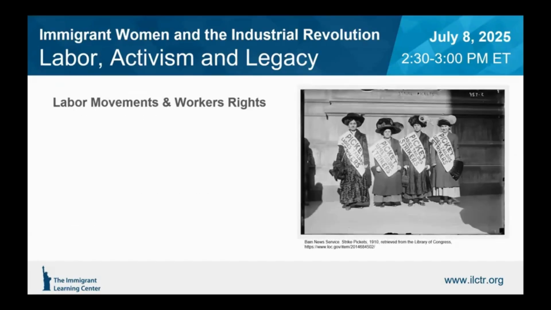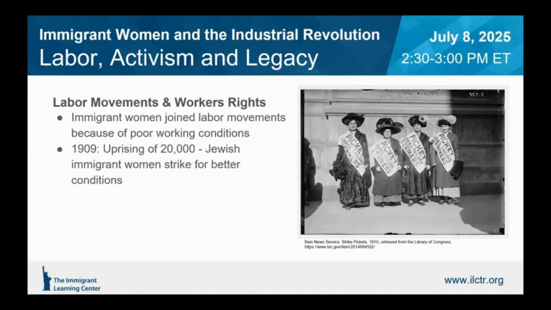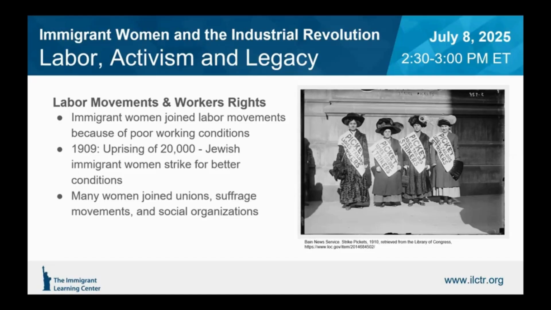Now, in the early 1900s, there also was widespread labor organizing for men, women, and children workers. Many immigrant women were inspired to participate in the labor movement because of the poor working conditions: low wages, unsafe environments, and the lack of women's rights. One example that we talk about quite a bit in this resource is the uprising of 20,000, when more than 20,000 immigrants, mostly young Jewish immigrant women, launched an 11-week general strike in New York's garment industry. Many immigrant women were politically active by joining labor unions, advocating for women's suffrage, and participating in women's clubs.